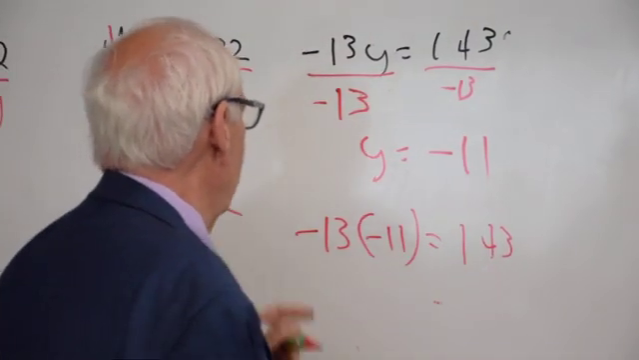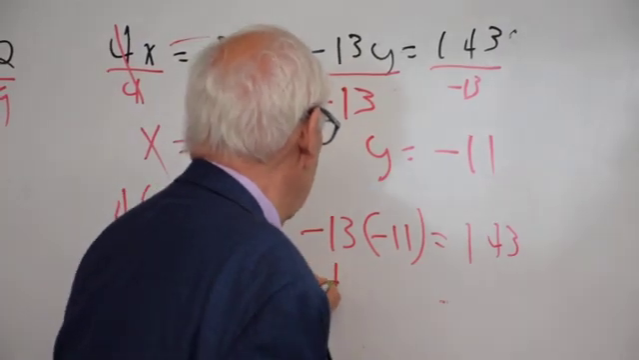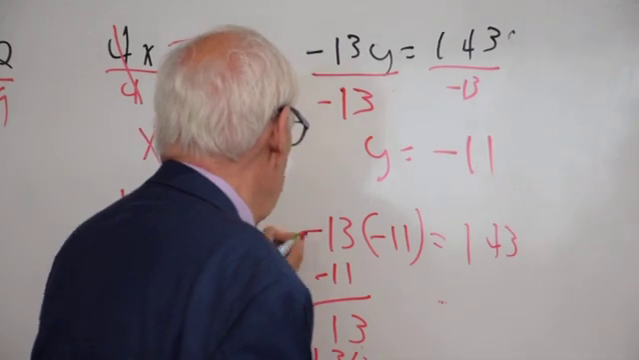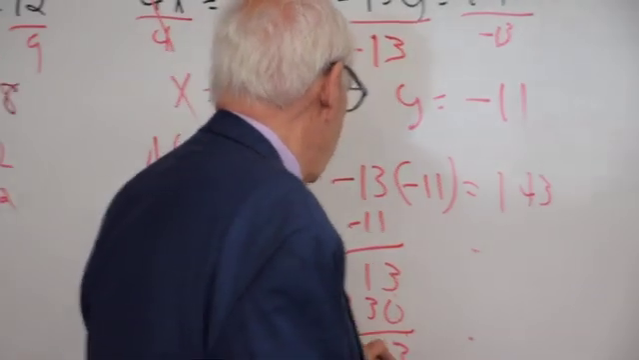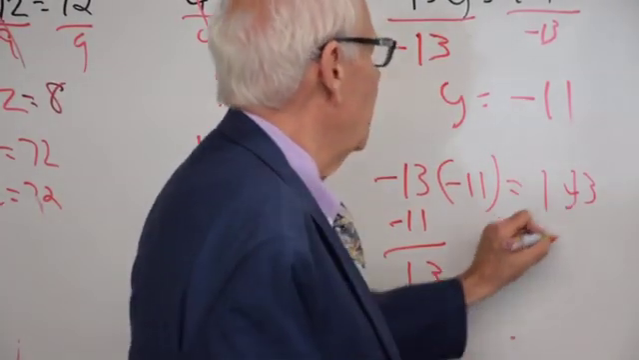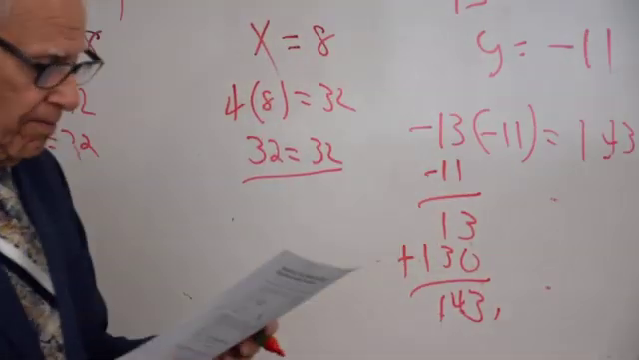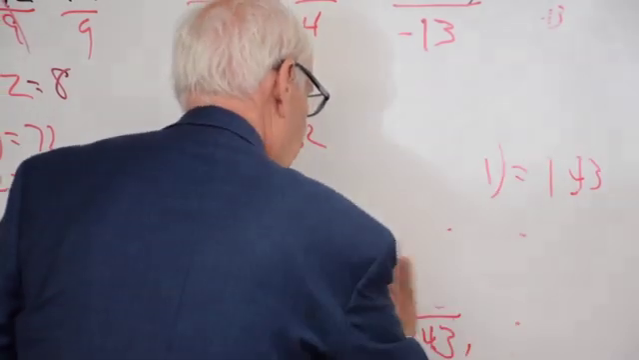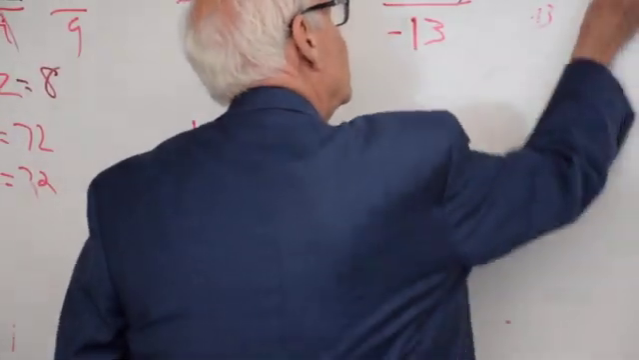So get out your cell phones, multiply 13 times 11, it's 143. Minus times a minus is a plus. 143, right? I can't fool you guys at all, which is really good. I'm very pleased about that.